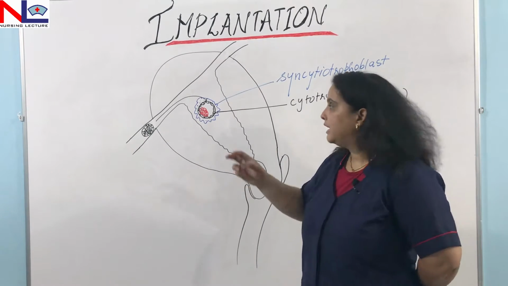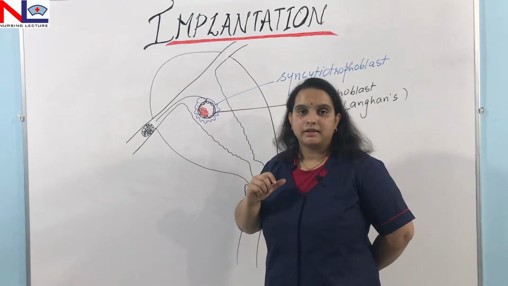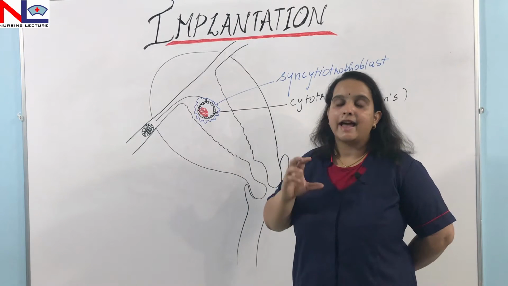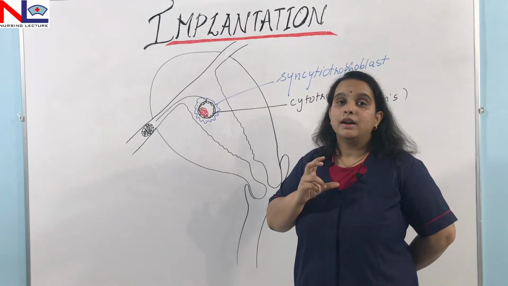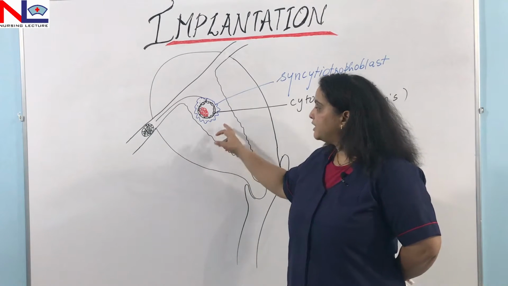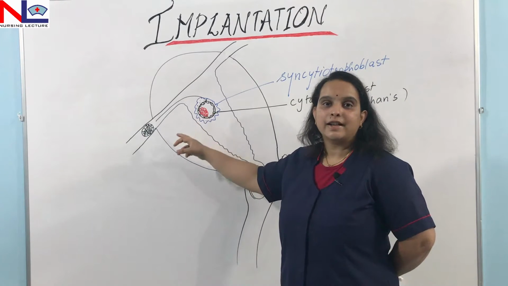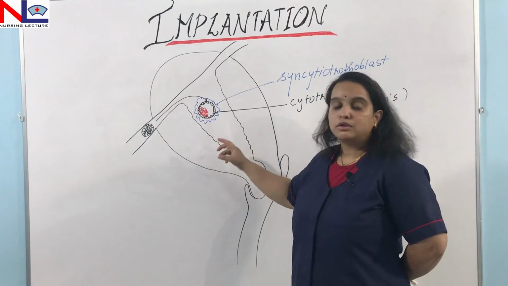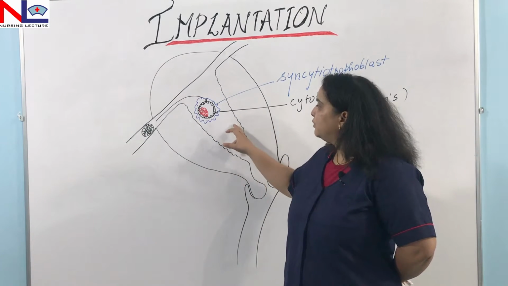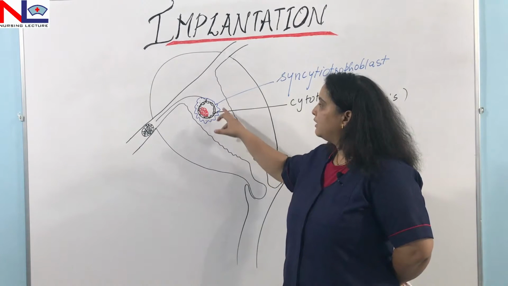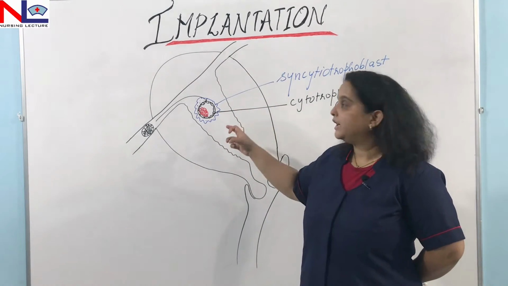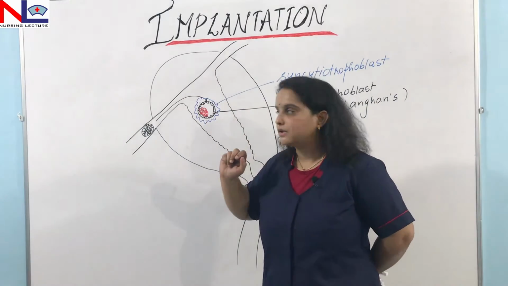At this time the uterus is in the secretory phase, because after ovulation the secondary oocyte is released and the mature Graafian follicle forms the corpus luteum, which releases progesterone. Progesterone increases the vascularity, and it also releases some fluid from the endometrial glands. So the uterus in the secretory phase provides some nourishment for the initial development of this blastocyst.